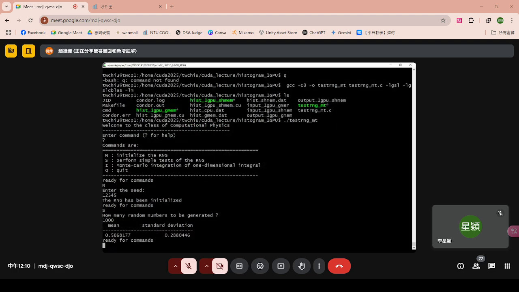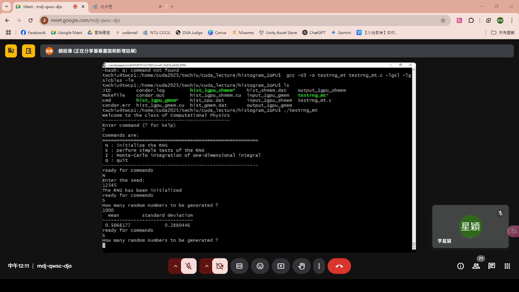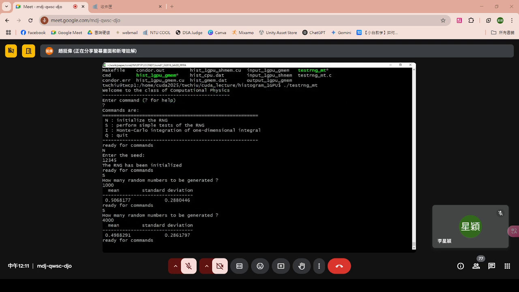So you can see the mean, because it is a uniform deviate from 0 to 1, and the standard deviation is this. So this is the expected. Let me do it with 4,000. I think the other tests I will do next time.